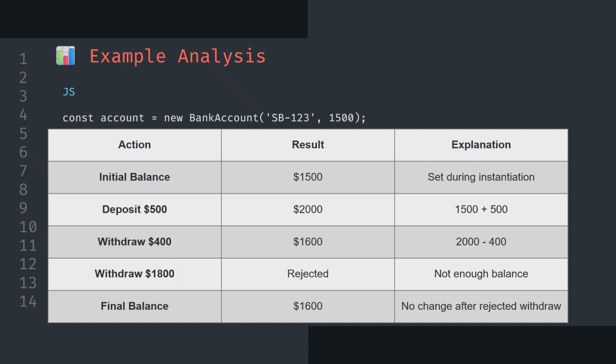Here are the results of our tests. We started with 1500, deposited 500, and withdrew 400. Trying to withdraw 1800 fails due to insufficient funds. The final balance remains accurate at 1600.